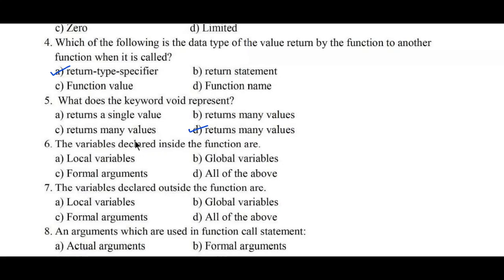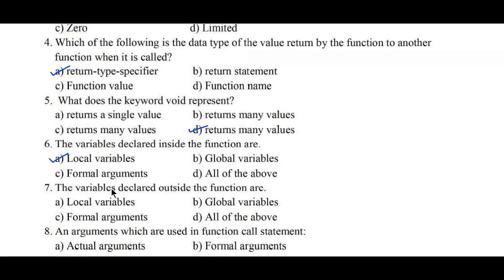Question number 6, the variables declared inside the function are option A, local variables. B, global variables. C, formal arguments. D, all of the above. Variables inside the function are called local variables, hence option A is the right answer.